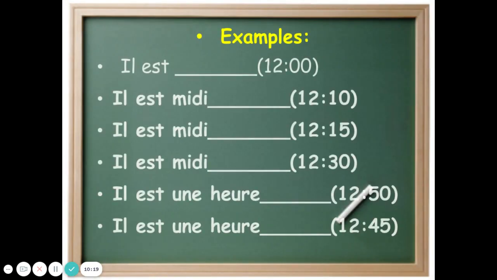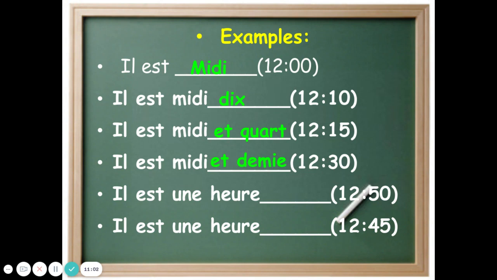So let's look at some examples. If we're going to say it is 12 o'clock, what would we have to put there? Stop and look at it. What do you think it'll be? You don't have to write this anywhere. It would be il est midi or il est minuit. We're going to use midi. If it was 12:10, you would just add the 10. Il est midi 10. If it's 12:15, you have to add your special one. Et quart, il est midi et quart. If it was 12:30, you would say midi et demi.